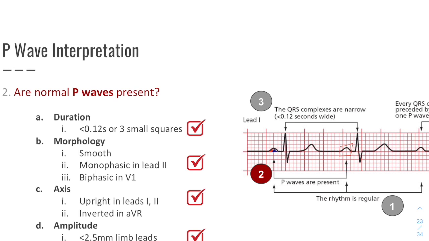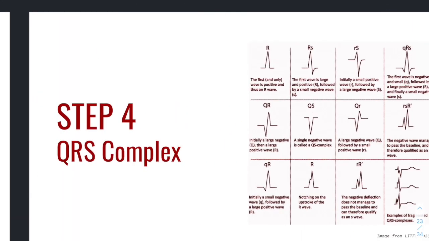Next thing is your axis. Is your P wave upright in leads 1 and 2, which indicates that it's the positive depolarization going towards those positive leads and electrodes? And then you usually will see it inverted in AVR. AVR is looking at it from the right side, so that's positive depolarization moving away from that electrode, and that's going to be an inverted P wave in AVR. And then your amplitude, again, we talked about that, is normally in your limb leads less than 2.5 millimeters, and 1.5 millimeters in precordial leads, and that's going to come into play as well.